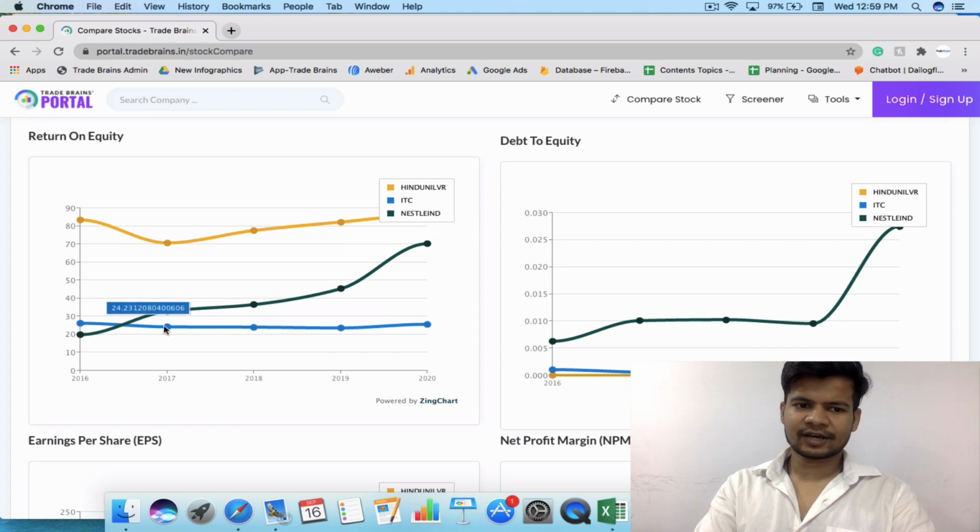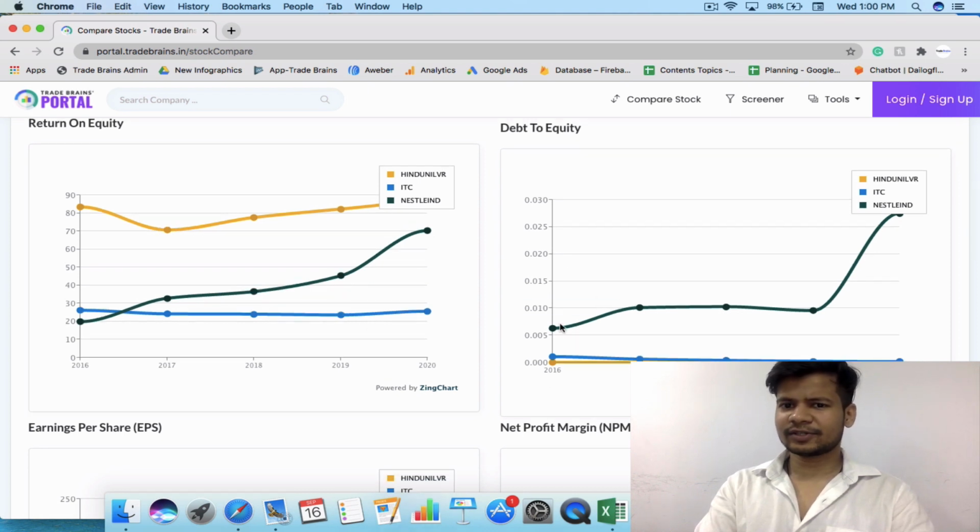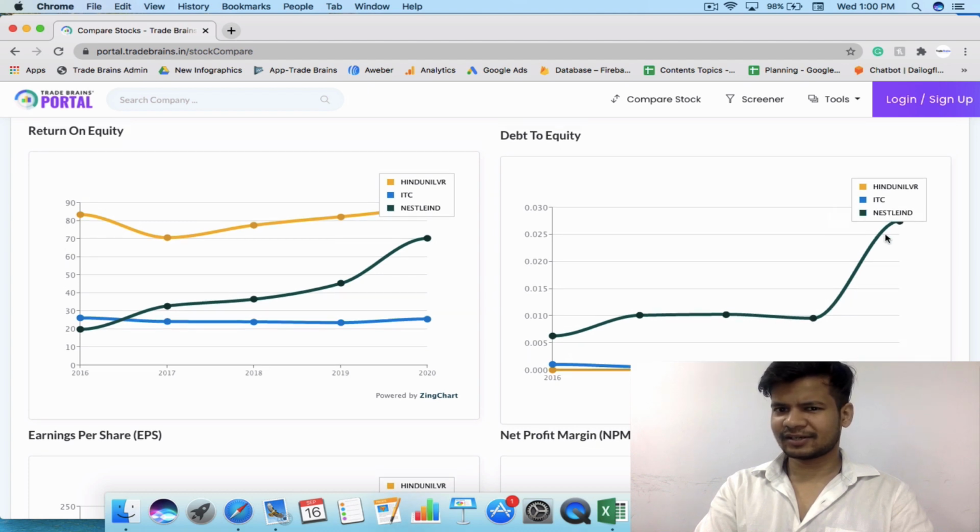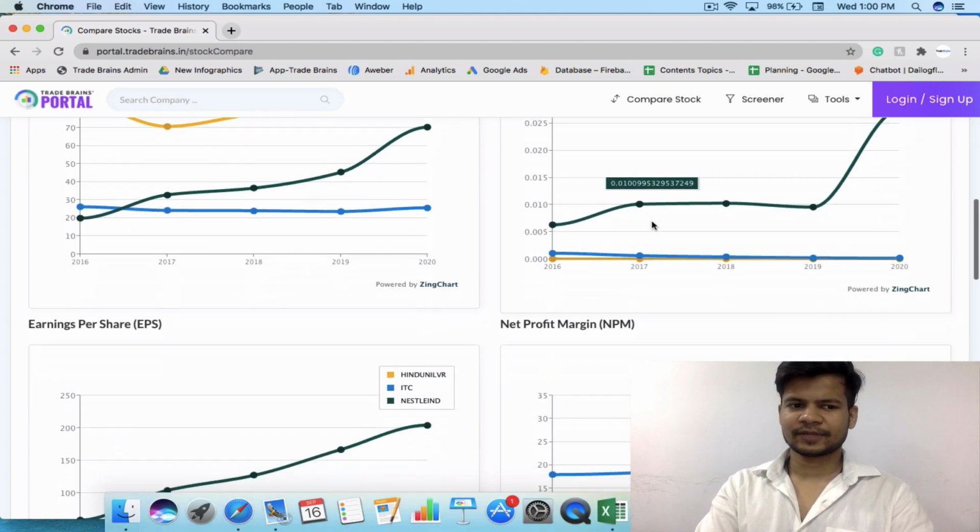And finally, if you see the ROE of ITC, it is kind of stable. It is not doing good, not doing bad. It is stable for the last 5 years. If you look into debt to equity ratio, the debt to equity is almost 0 for ITC and Hindustan Unilever. It has increased somewhat for Nestle India. However, still the debt to equity ratio is less than 0.03, which is very good. Debt to equity ratio less than 0.5 is acceptable while investing in the stocks.